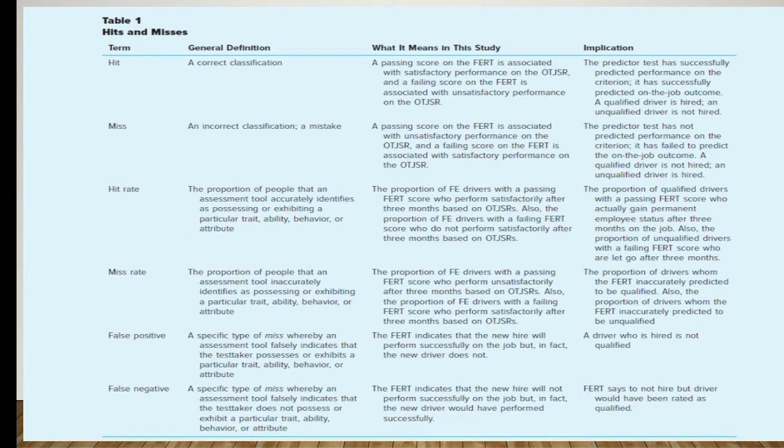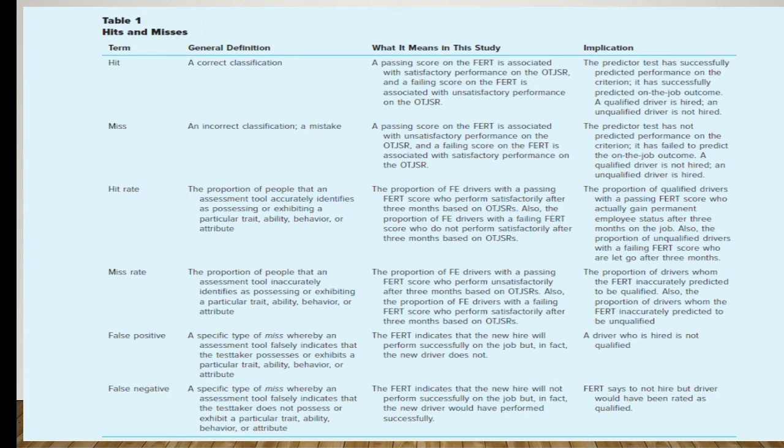So in its implication, you can read it on the table, which is the predictor test, and the other term to be used would be the miss, defined as an incorrect classification or a mistake. The hit rate is the proportion of people that an assessment tool accurately identifies as possessing or exhibiting a particular trait, ability, behavior, or attribute. The miss rate is the proportion of people that an assessment tool inaccurately identifies as possessing or exhibiting a particular trait, ability, behavior, or attribute.